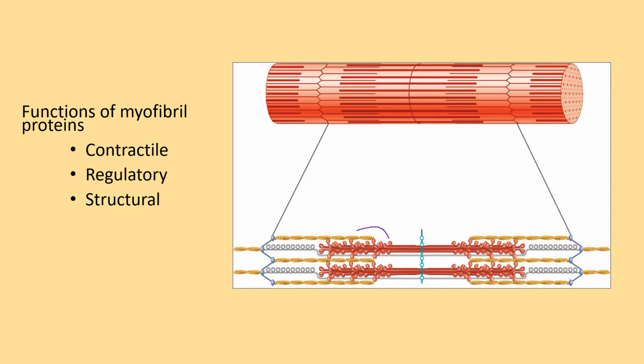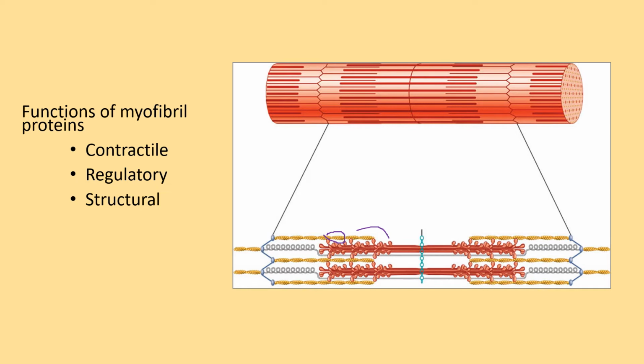And then we have regulatory proteins. This isn't the best way of visualizing the troponin and the tropomyosin that we find as part of the thin filament, because they're not really visible here. But troponin and tropomyosin are regulatory proteins because they rotate, and in their rotation, they turn on and turn off muscle contraction by providing access to or blocking the myosin binding site.